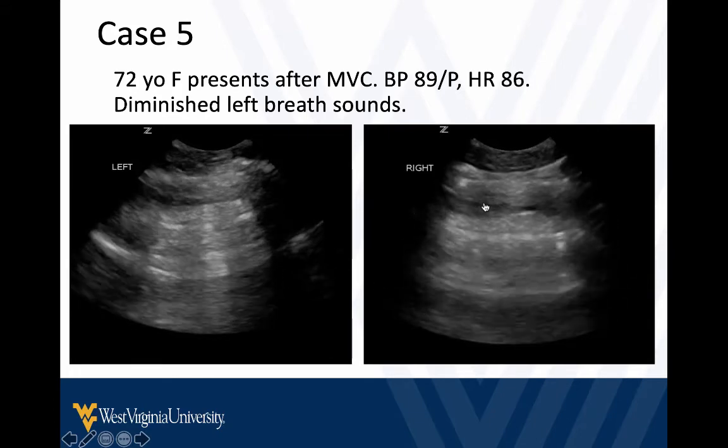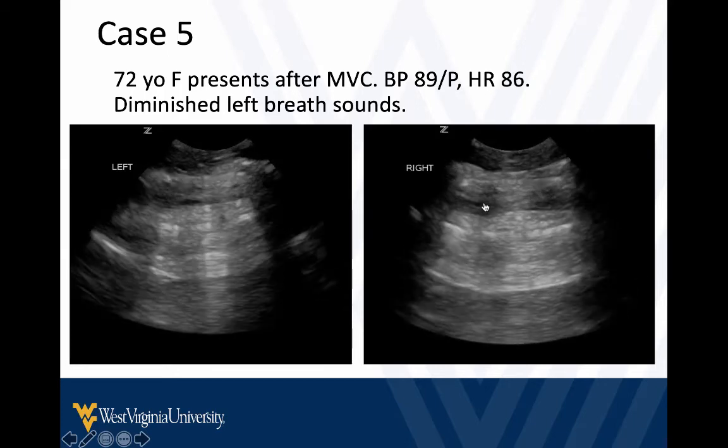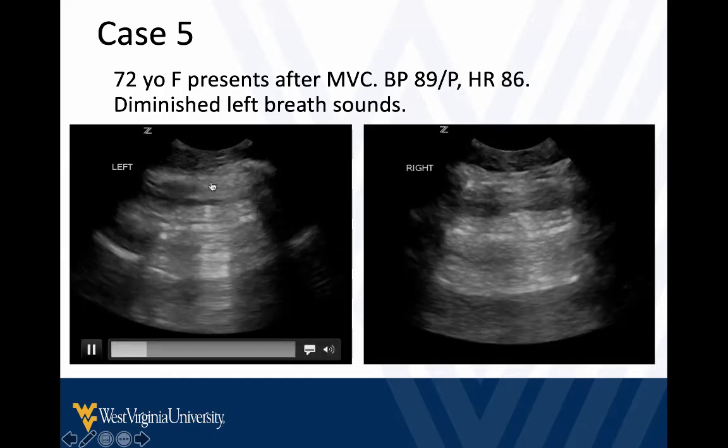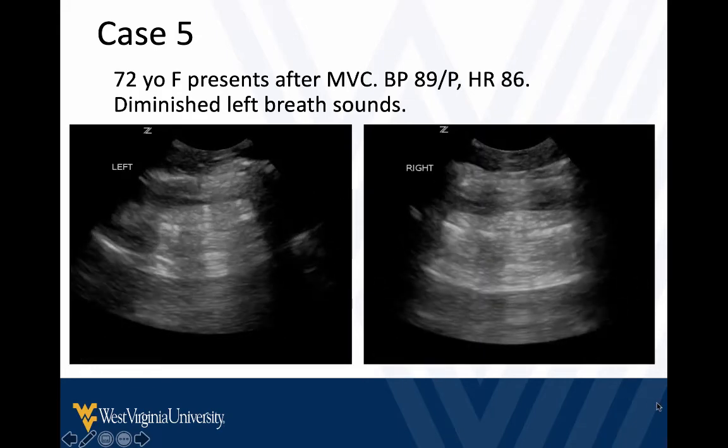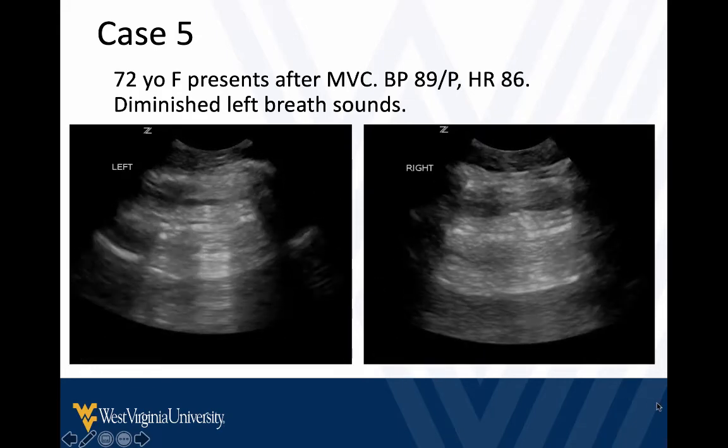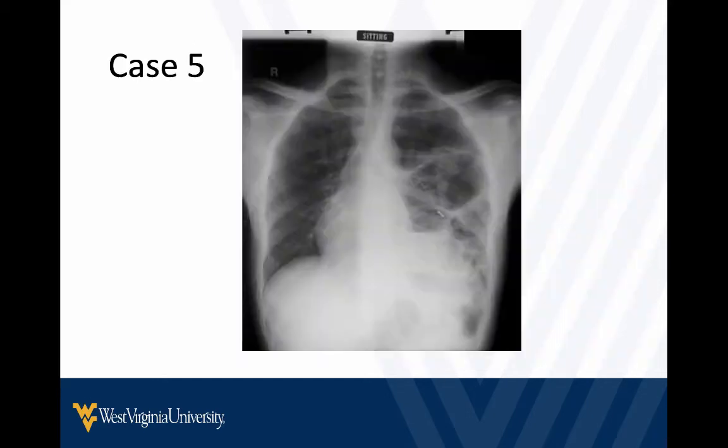They've got shock, diminished breath sounds, it's probably tension pneumothorax. But when we look at ultrasound, we see nice sliding here on both sides, so maybe we should step back and think about what else might be going on. And when this patient gets their x-ray, what we see here is the reason for their diminished breath sounds: their diaphragmatic disruption, and they have a valve in their chest. So that's the reason for the diminished breath sounds and not a pneumothorax.